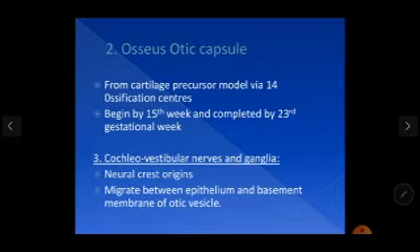So that means a fetus, like a baby, can start hearing in the intrauterine period, that is from the 25th week properly. Then you have the cochlea, vestibular nerves and the ganglia, and the neural crest origin. All these vestibular nerves and cochlear nerves, then the spiral ganglia, they are developed from the neural crest, and what they do is they will migrate between the epithelium and the basement membrane of the otic vesicles, and later on integrate with the hair cells.